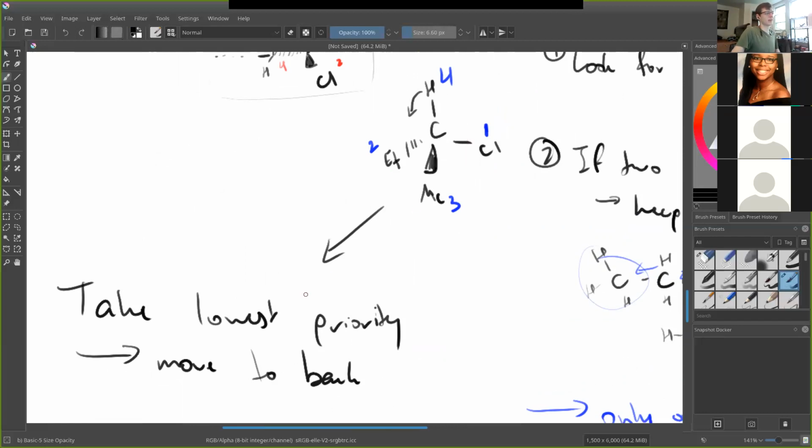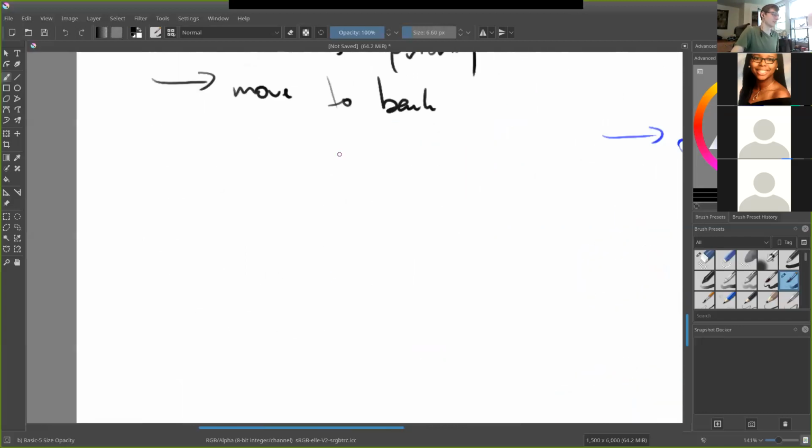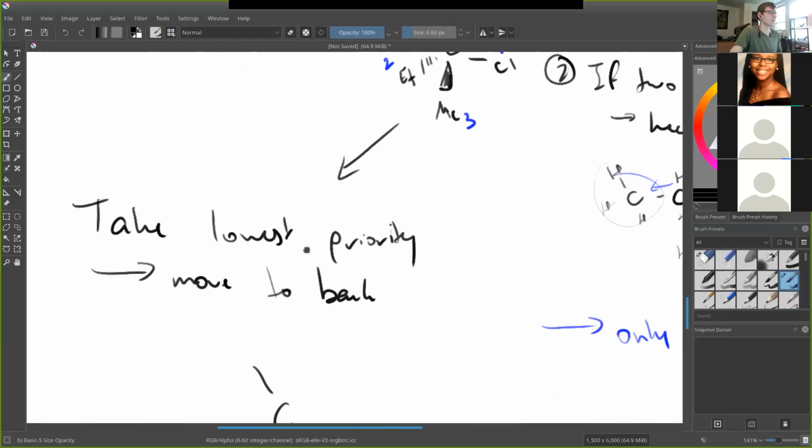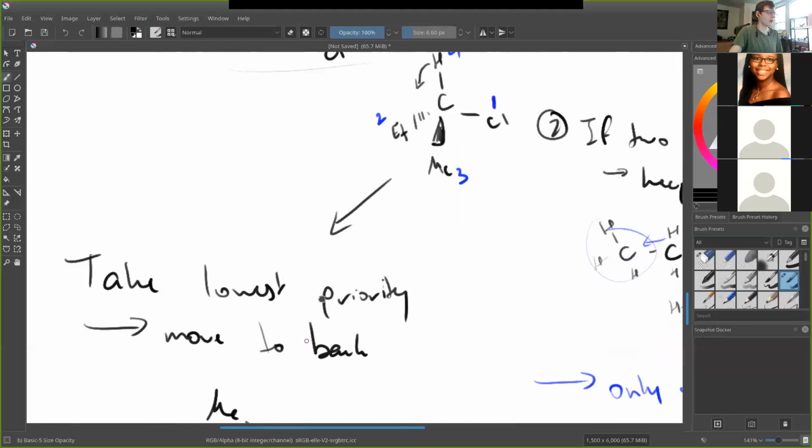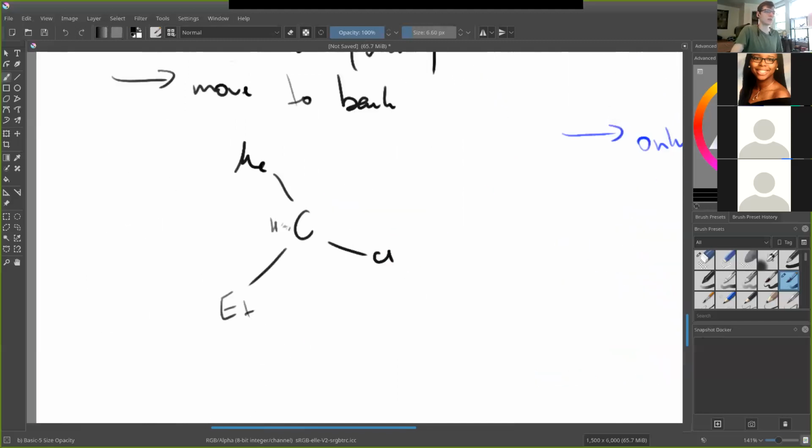Okay. Let me just draw this out. So there's a carbon, that chlorine stays. Up here, we got our methyl group. Down here, we have this ethyl group. And then way in the back, there's that hydrogen. Okay. And we keep our numbering from before. So chlorine was 1, ethyl 2. Here we go. 1, 2, and 3.